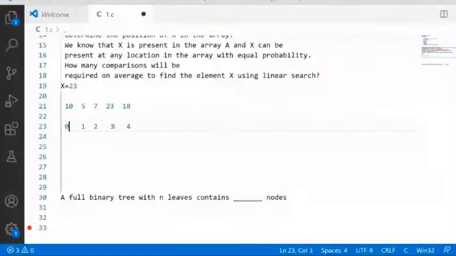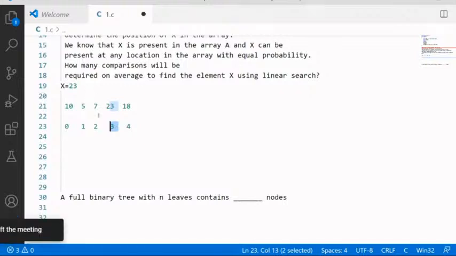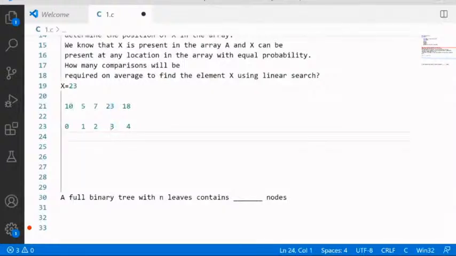So, if the element is found at the third index, how many comparisons did we do? For the 0th index element, we took 10 and compared it with 23. For the 1st index element, we took 5 and compared it with 23. For the second index, we took 7 and compared it with 23. Finally, the third index, 23, we compared with 23 and found it. So totally, how many comparisons? 4 comparisons when the element is found at the third index specifically.